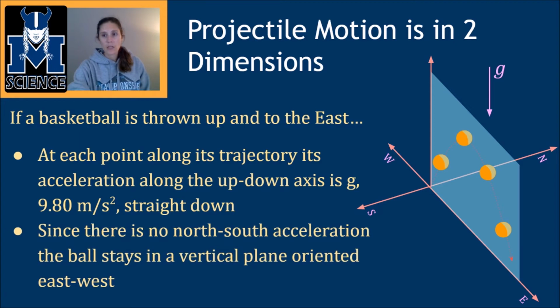But on the north-south axis, we have no acceleration. So if this ball is thrown directly east, it has some up-down velocity initially, some east-west velocity initially, but it has no initial velocity in the north-south direction. As long as there's no north-south acceleration, which there's usually not, then the ball is going to stay in a vertical plane that's oriented east-west. It's not always an east-west plane, but the motion of the object is going to occur in a plane. So we have two-dimensional motion.